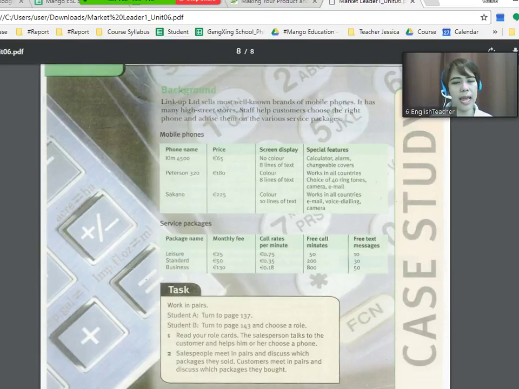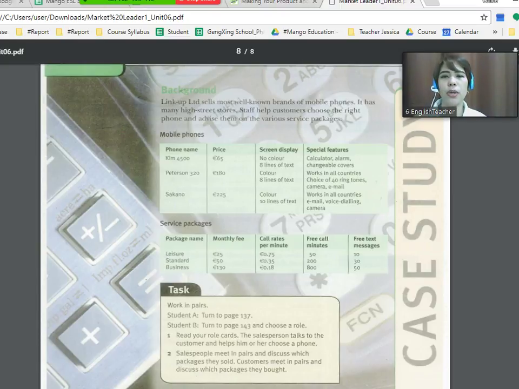Now student A, you are going to imagine that you are a business person, and you are going to buy a mobile phone and a service package. What mobile phone and service package would you buy? And also, student B, you have to imagine as well that you are a businessman or a businesswoman, and you're going to buy a mobile phone. Which phone will you buy? And you have to avail a service package. Which service package will you avail?